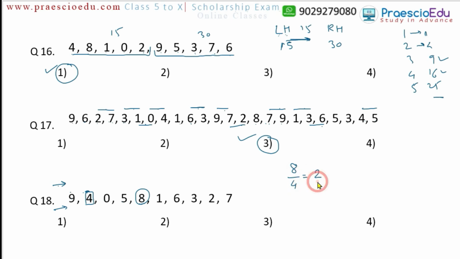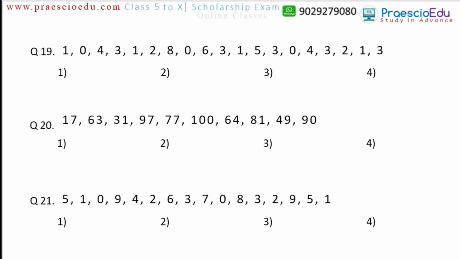Now this 2, where is it located in the series? So here. So in option number 3, if you see, the second digit from the right means option number 3 is the correct one. Question number 19, which digit occurs the most times in the series above? Okay, we have to count all the digits.